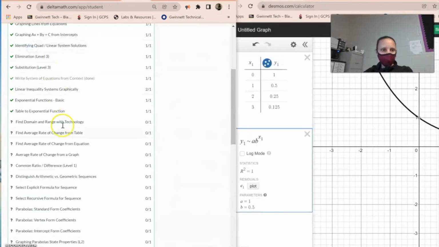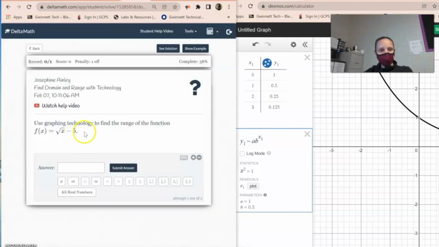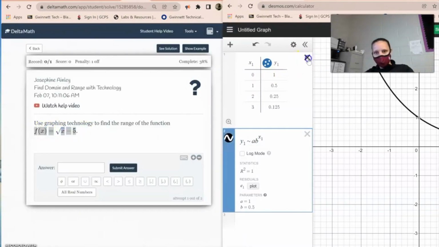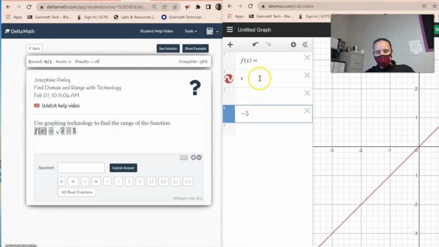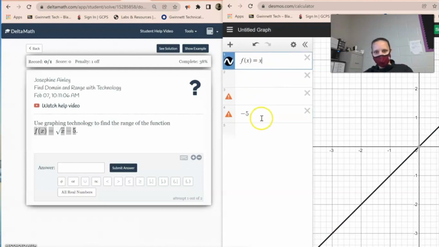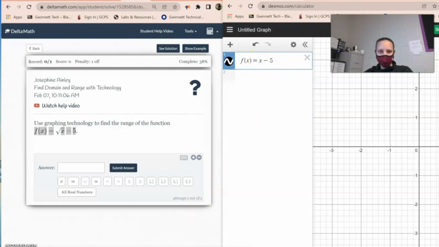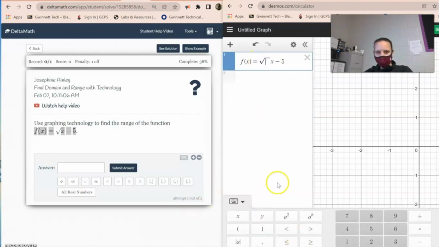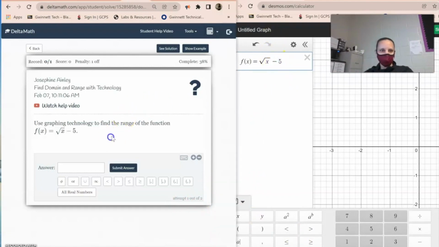So, all right, find domain and range with technology. So let's go ahead and Control C, and then Control V, and then kind of change it up. Control X will cut, Control V will paste. But that doesn't look the same. I need to put a square root, so we're going to go here, put the square root, and inside that needs to be the X. So just make sure that you've copied down exactly what it looks like.